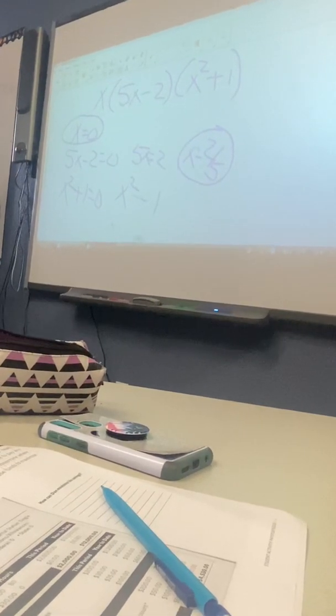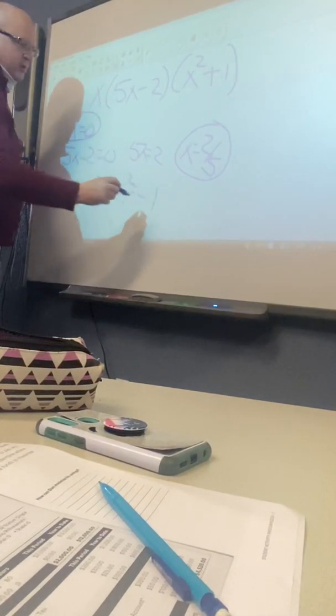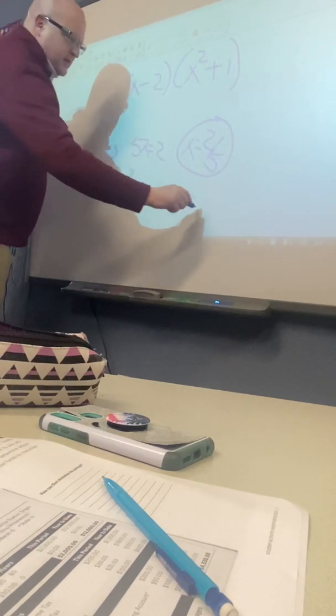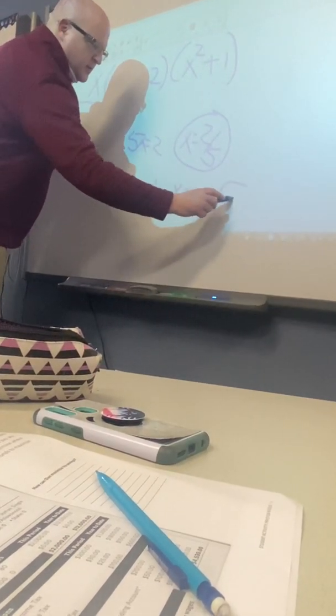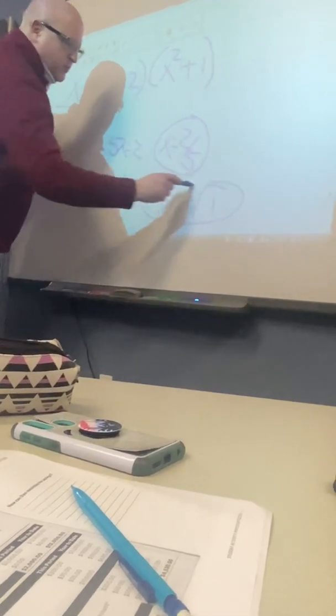The opposite of squared is a square root. So we have to get rid of the square sign. So x equals, we have a negative. There we go. So we have 3 answers.